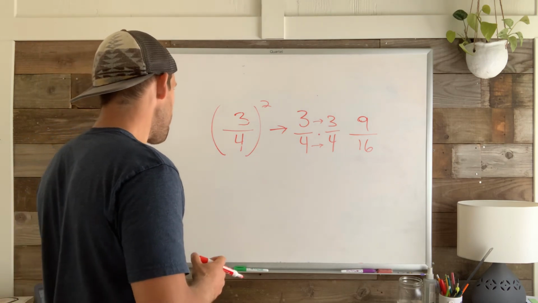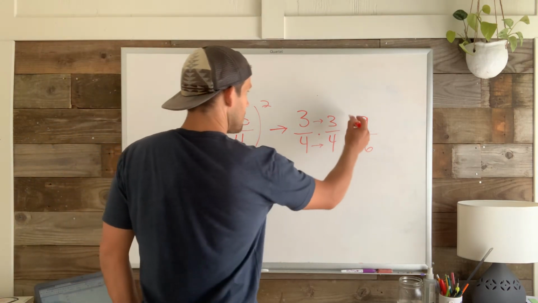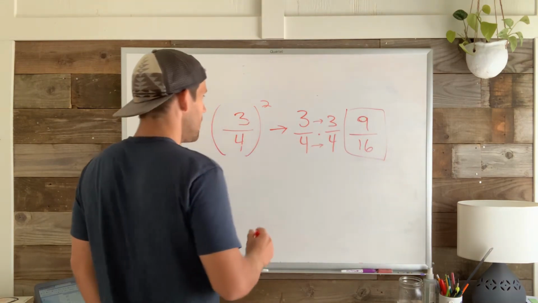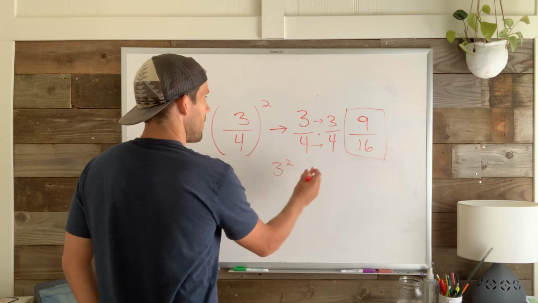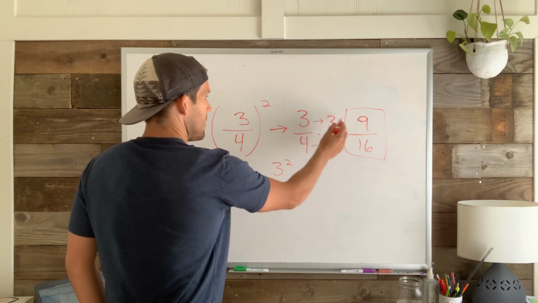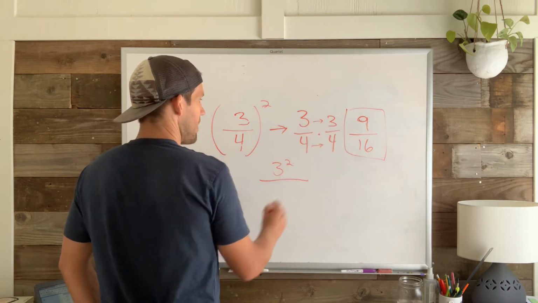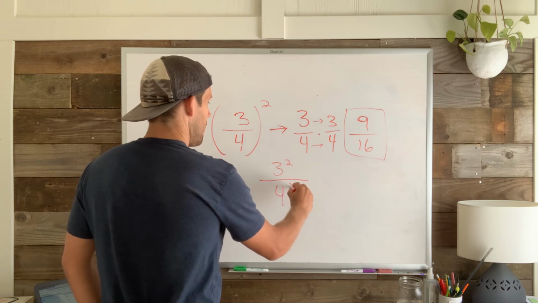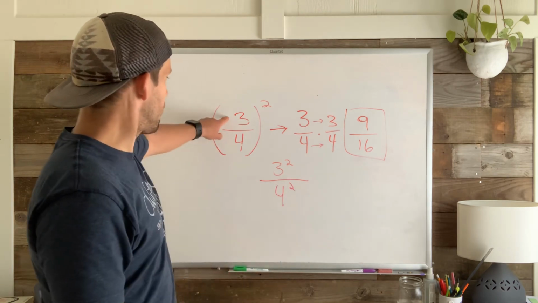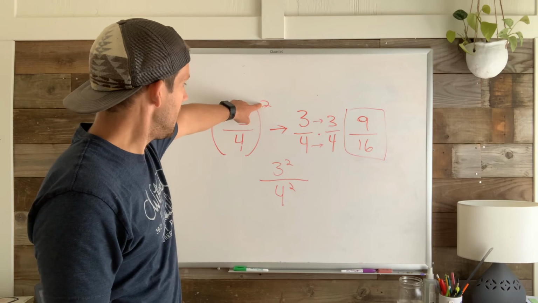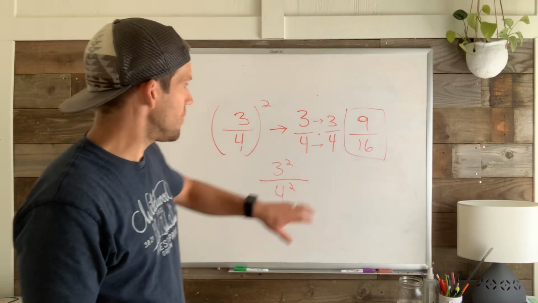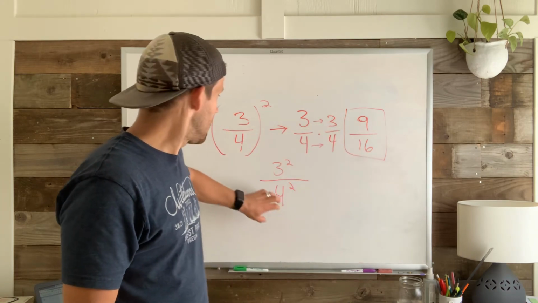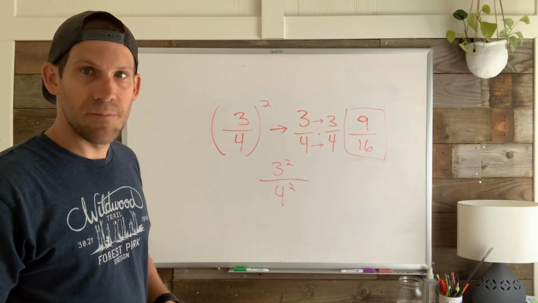Another way to think of that, this is more of a solution. Another way to think of that is simply 3 squared, right? 3 times 3 is 9, divided by 4 squared. So 3 over 4 squared is the same as 3 squared over 4 squared. Here's more of a numerical solution, and here's a simplified representation.